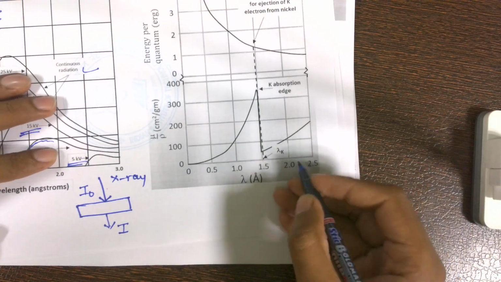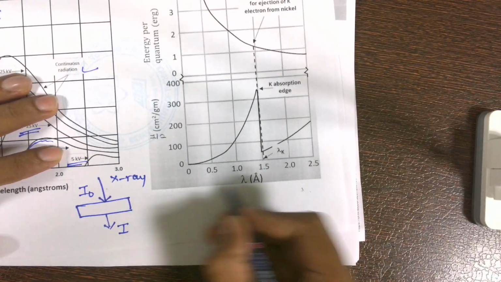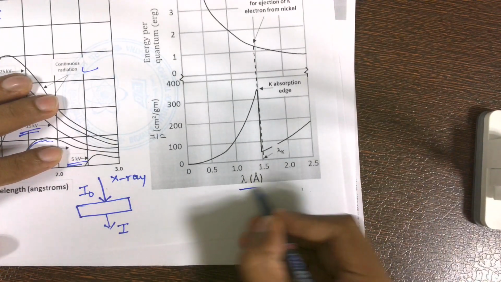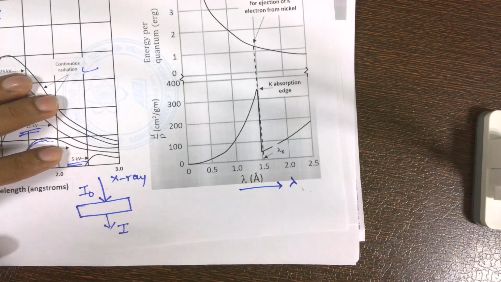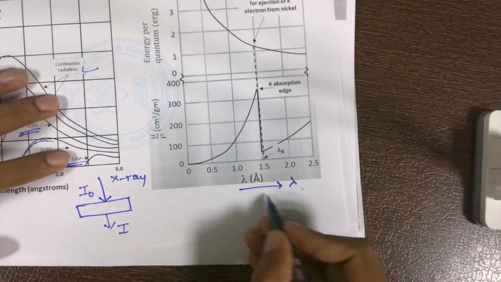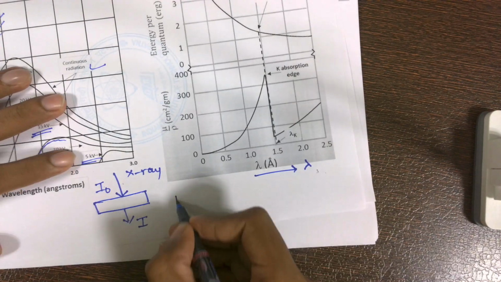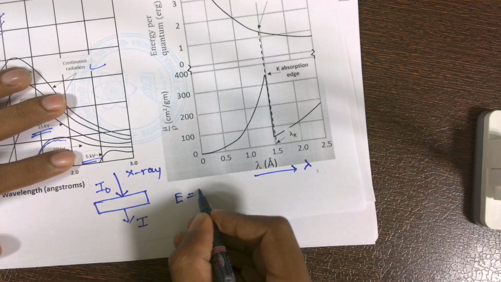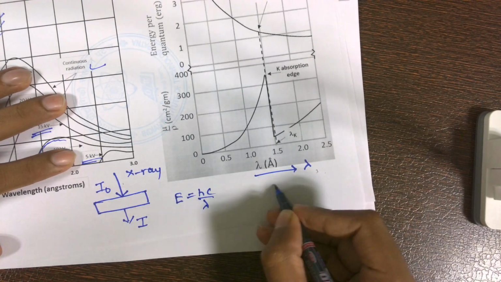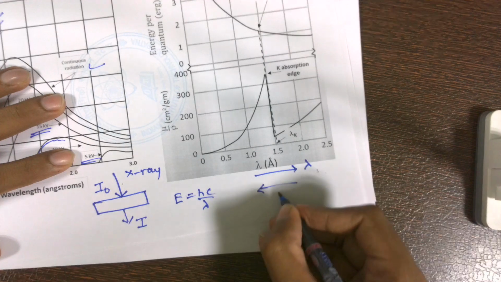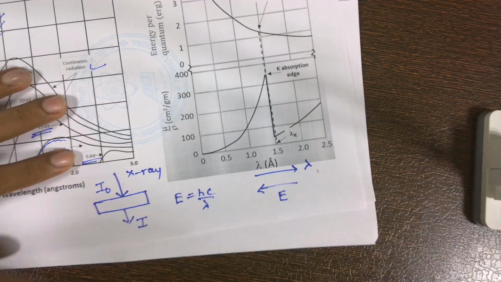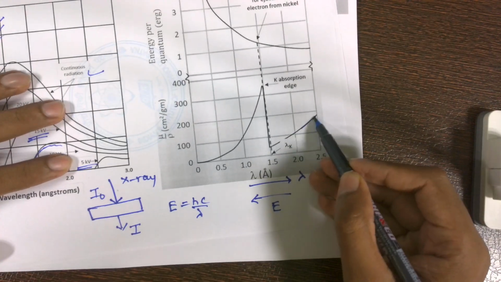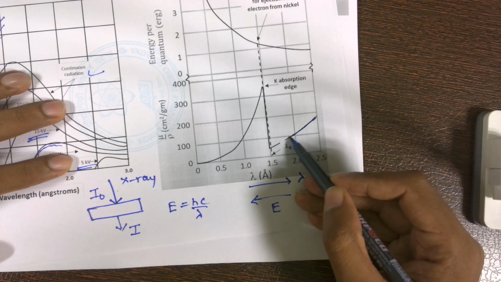Here, on the x-axis we have wavelength, so wavelength is in this direction. Since wavelength and energy are inversely related, E is hc by lambda, we can say that in this direction we are increasing the energy. So if I keep on increasing the energy of my beam, the absorption will keep on decreasing.